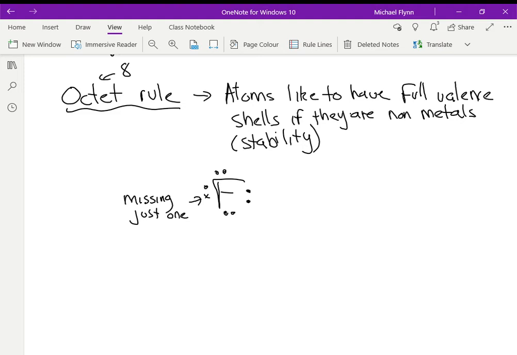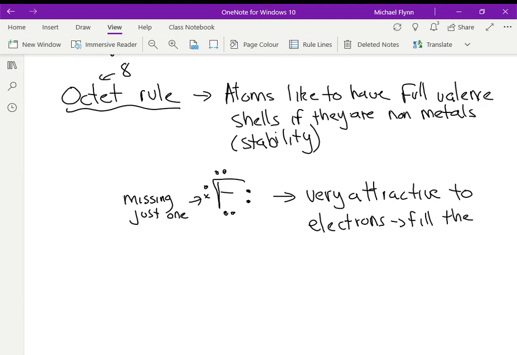Okay, so this is very attractive to electrons, to fill the missing spot. And once it fills the missing spot, fluorine will have 8 electrons, okay, and it'll have a perfect octet. You get it? We call it the octet rule. That's what nonmetals want. Okay, they want to have 8 electrons.